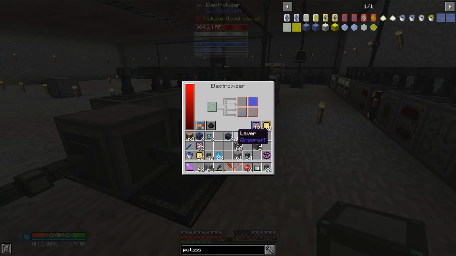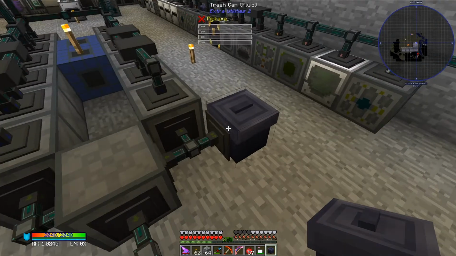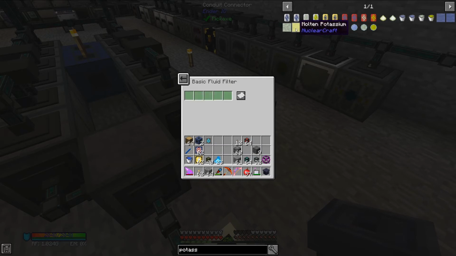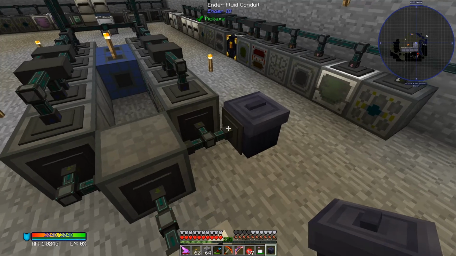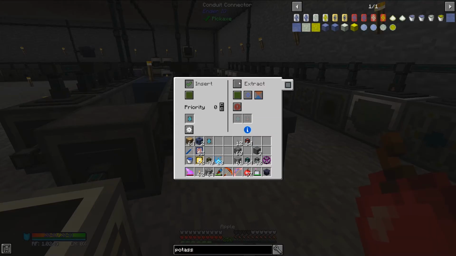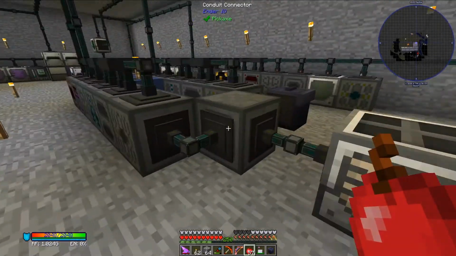So what we're going to do is we have trash cans for fluids, and let's go ahead and put these right here. And for the trash cans, I'm going to set this up to be insert. Let's go ahead and hit a filter. This will be the potassium. So, and we are going to blacklist the potassium this time around. And let's go ahead and turn that off. Not that there's anything to extract from a trash can, but you know, whatever.